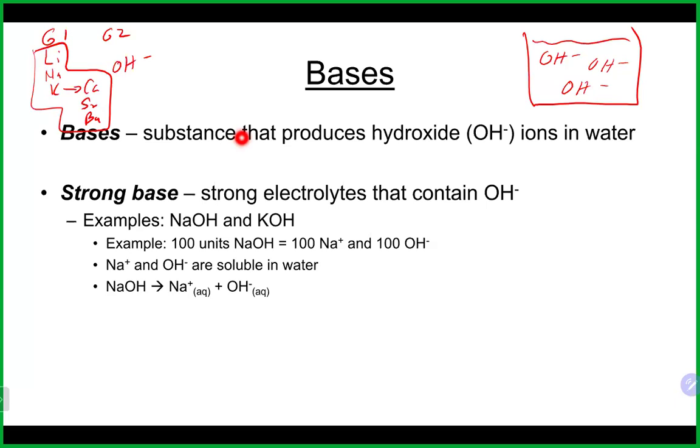As you remember, group 1 is the alkali metals, right? Group 2 is the alkaline earth metals. The word alkaline means basic. So that is where a lot of our bases come from: group 1 and group 2 on the periodic table that have hydroxide in them.